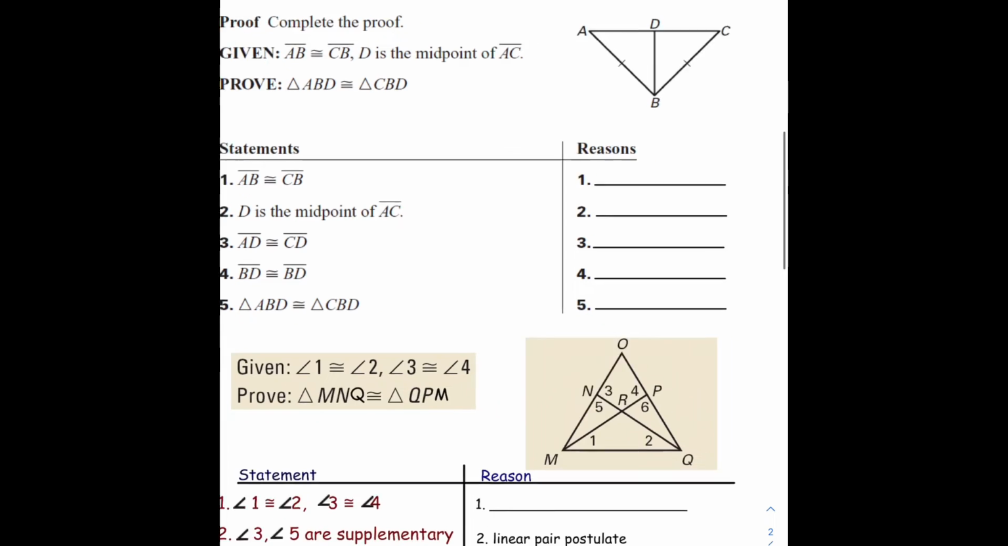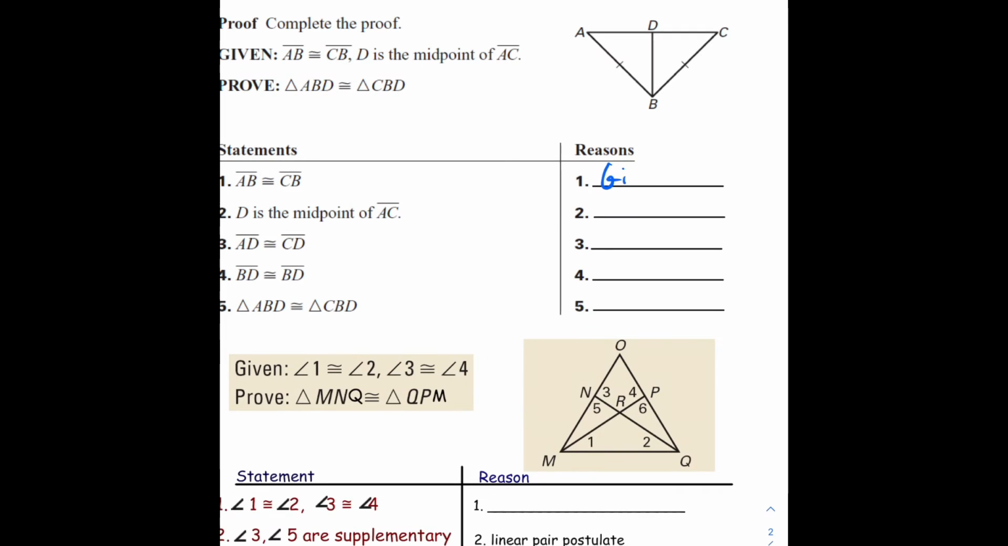Complete the proof. AB is congruent to CB, given. D is the midpoint of AC, also given. But I should mark that. Again, I strongly recommend you write stuff out, you mark stuff up. AD is congruent to CD by the definition of midpoint. BD is congruent to BD by the reflexive property. And then this looks like side, side, side to me.